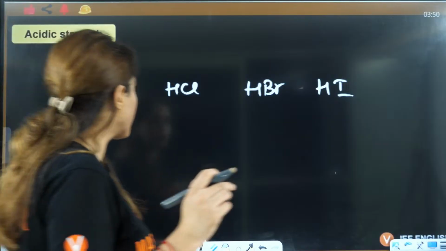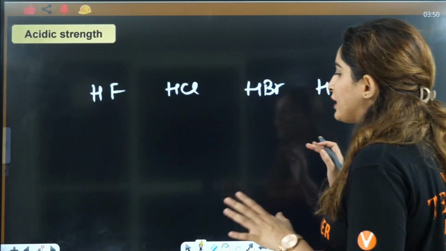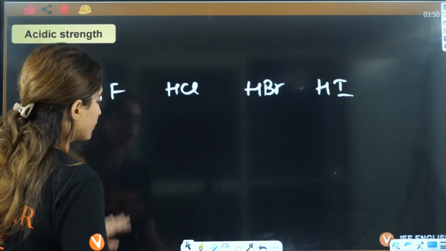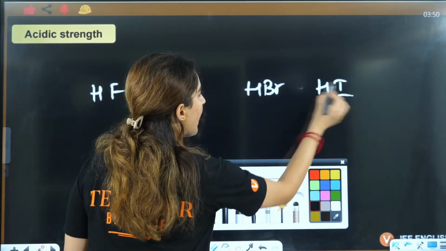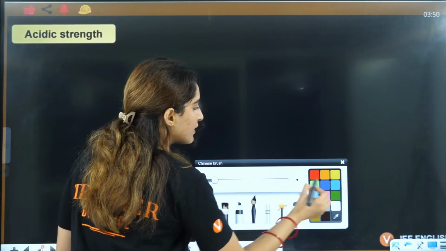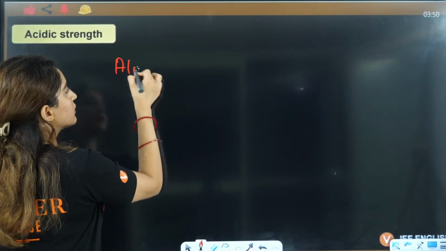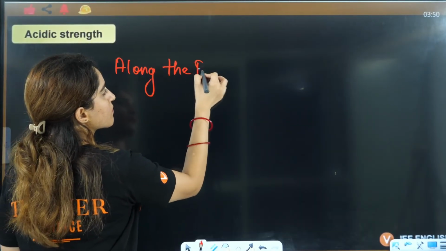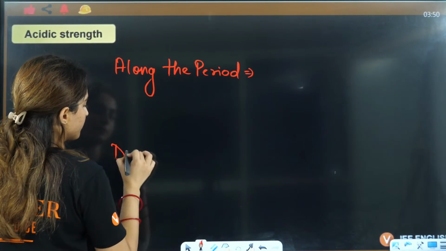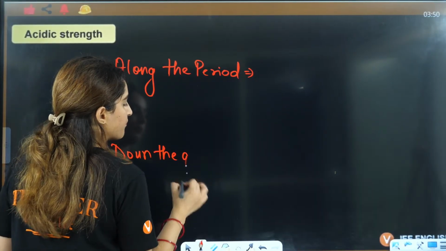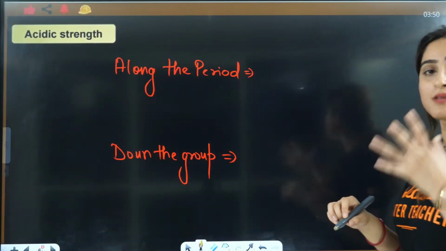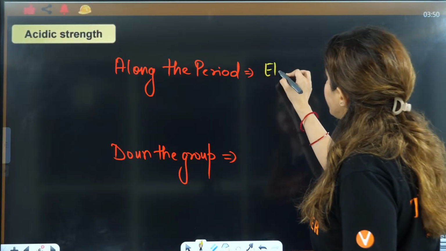Starting with the basics of acidic strength, first we need to understand what will happen to acidic strength along the period and down the group. To explain that, I'll firstly write it here: what exactly is going to happen if you go along the period, and if you go down the group. Along the period, the factor that you will consider here is electronegativity.